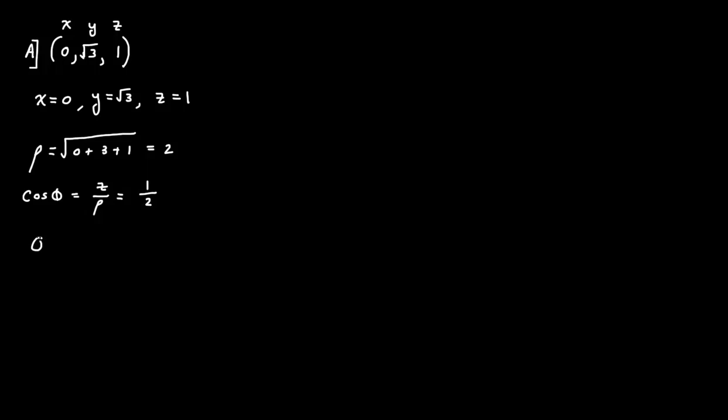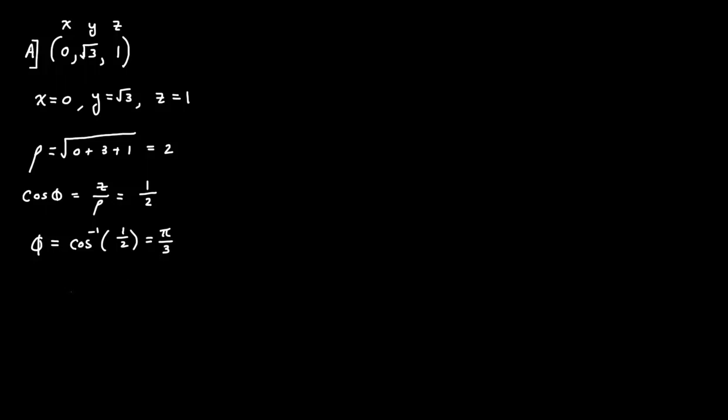So now phi is going to equal the inverse cosine of 1/2, and these always work out because the inverse cosine is always between 0 and pi, so it's always going to give us what we want. We don't have to use a phi prime. And this is going to be pi over 3.